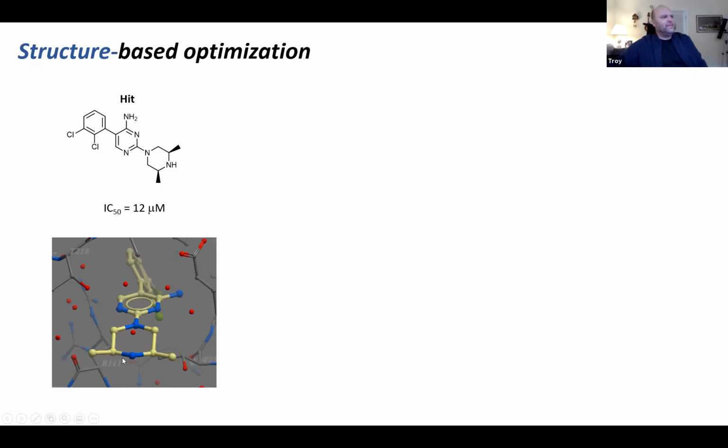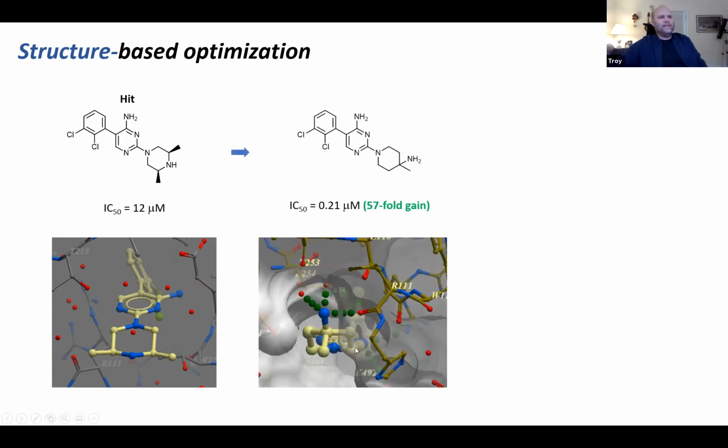So one of the things we saw with this hit is that the amino wasn't making any interactions, but that there were some backbone carbonyls very close by. So okay, let's elongate that amino. And in a couple steps, we determined that rigidifying that amino was better. So we ended up in this space where we had extended the amino, able to pick up a backbone carbonyl interaction, but we still had a number of water interactions.